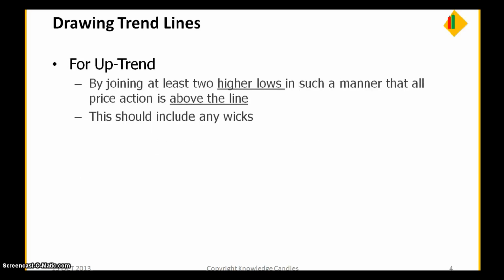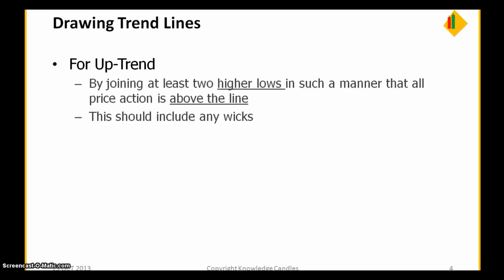Once you've identified that structure, then the next thing is how to draw trend lines correctly. For an uptrend, the trend line has to be drawn under the price structure. It has to be drawn in such a manner that you join at least two higher lows, because you're drawing it under the structure, in such a manner that the entire price action for that structure remains above the line. Remember that you can pick up any points. They need not be consecutive higher lows. They can be any two higher lows in the structure, but the line has to be such that the entire price action is above that line.